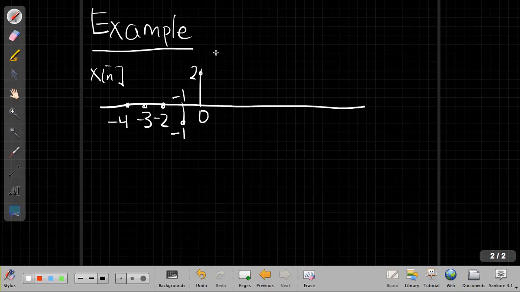up to 3 at time 1, back down to 2, 0 again, and we'll throw in one last minus 2 at time 4, and then 0 everywhere outside of that.